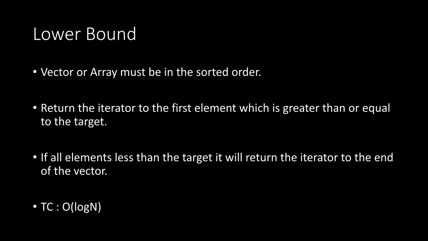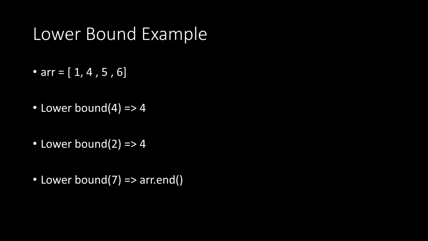The biggest advantage of lower bound is that the time complexity is only log n. If you do not use lower bound and use linear search instead, it will take order of n time. This is the main advantage of lower bound. Okay, let's see the example.